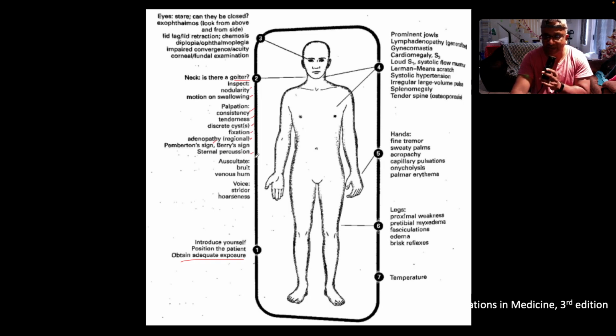Then you auscultate this beautiful goiter to check if there's an overlying bruit, which speaks to the increased vascularity of the gland, often in the setting of hyperthyroidism, or a venous hum. And of course, listen to the voice. Is there stridor or is there hoarseness, right? That speaks to compression of the recurrent laryngeal nerve, or compression of the upper airway by this goiter.